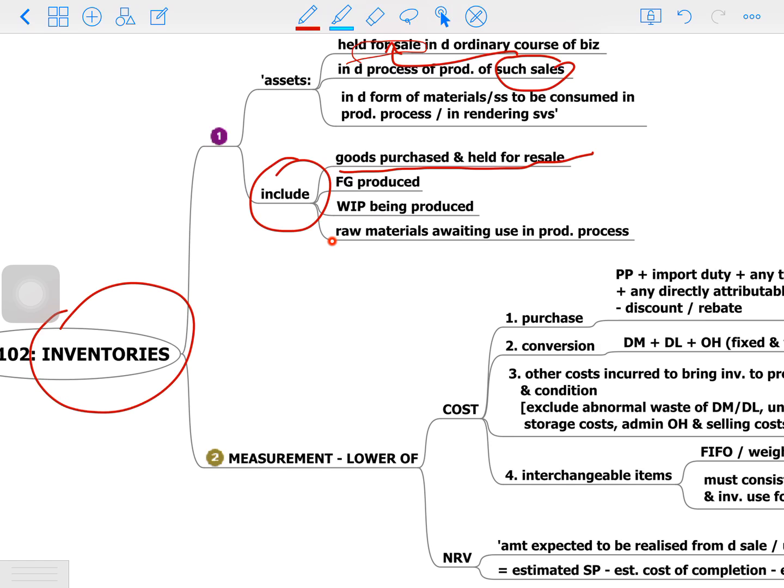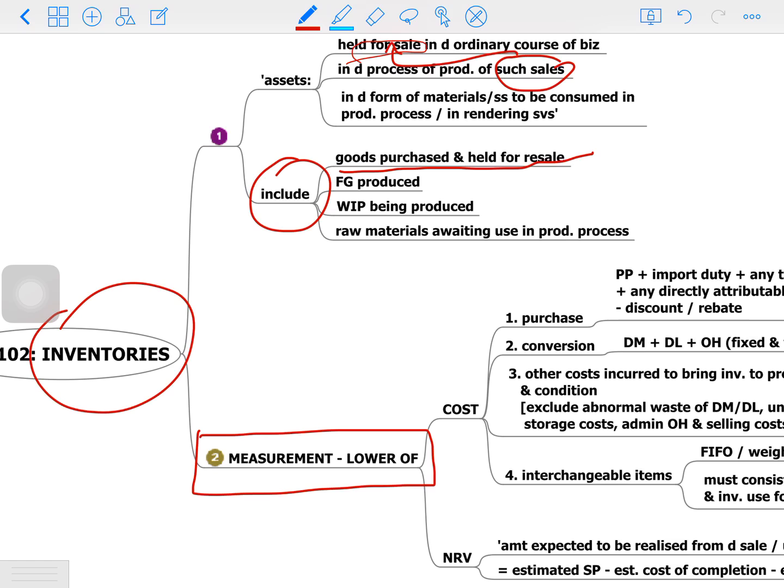Okay. Now the next thing which is important for you, especially in your final exam, is the measurement. How do you measure inventories in your financial statement? How do you measure inventories or closing stock in your financial statement? Inventories or closing stock in the financial statement will be measured according to this rule.